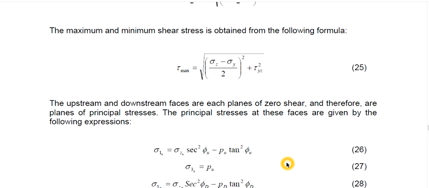So I would like to suggest that this topic is very important from the exam point of view of Rajasthan Technical University.